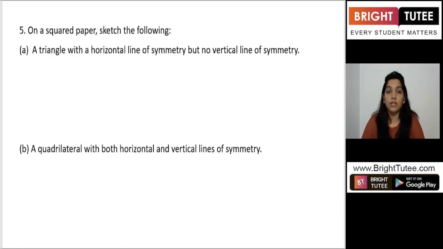Okay, what do we need? We need to draw a triangle. Here I am not using any square paper. I am just drawing a rough image. So you can try to trace this kind of image in your graph paper. It is a square paper, right?